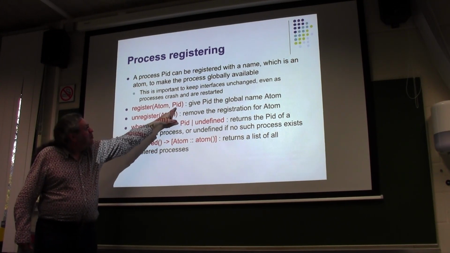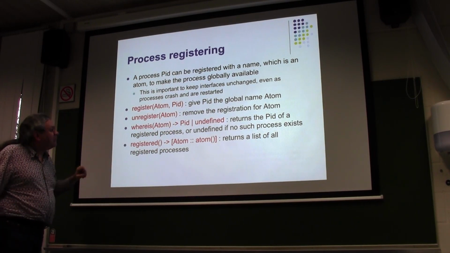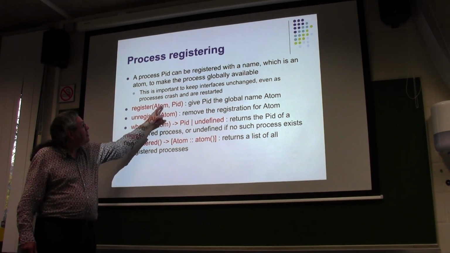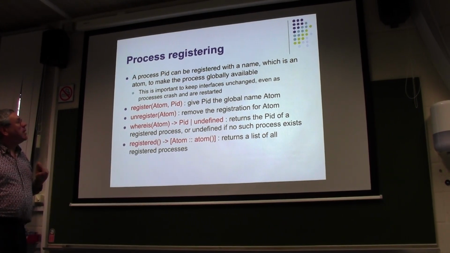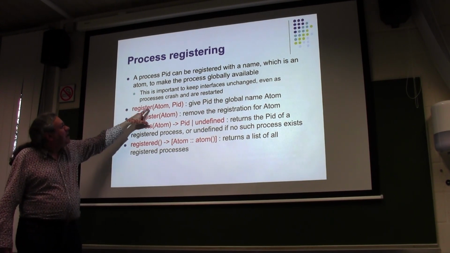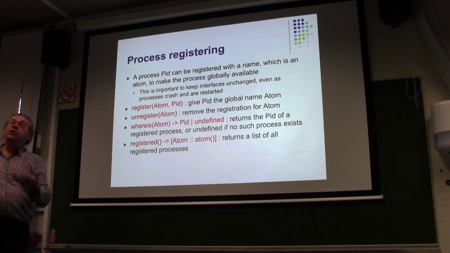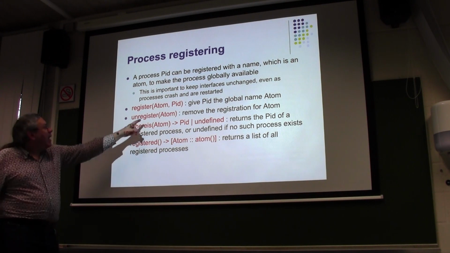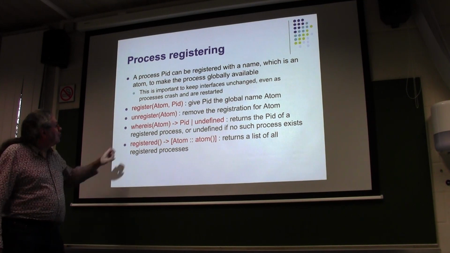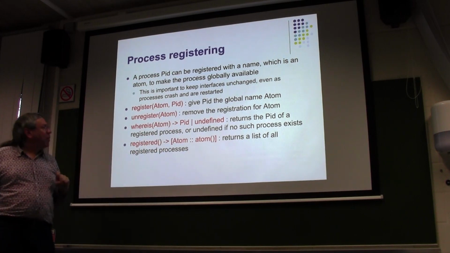I can register that the PID corresponds to some atom, some symbolic atom. And then I can send to that atom, and it knows within the computing node, this correspondence is maintained. This is important because I can keep an interface unchanged even if the process crashes and it's restarted, when you restart it, it will have another PID. But the atom that it registers with can stay the same. And you can also unregister, of course, and you can also return the PID of a registered process.